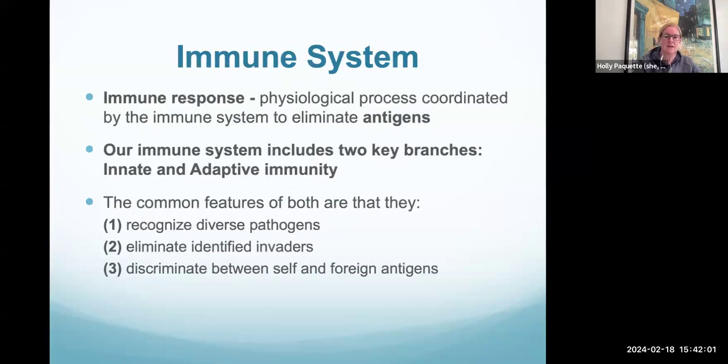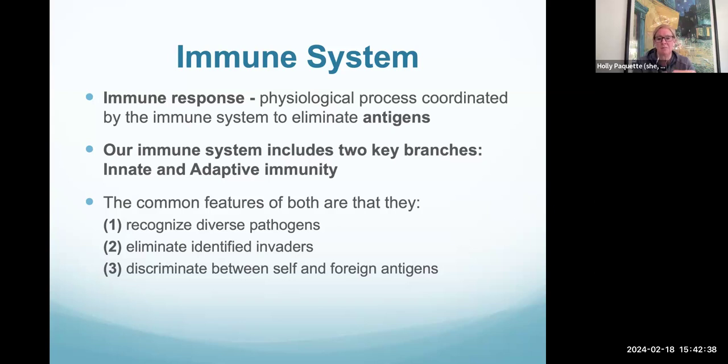So with that, I'd like to talk about the immune system. When we think about the immune system, we have a response that is a physiological process that coordinates all of our immune system to eliminate an antigen. An antigen is a vocabulary word that means something that is going to get our immune system to try to get rid of it. So anything foreign to our body would be considered an antigen. A virus, especially the spike proteins or the protein capsid, would be an antigen that our immune system would want to get rid of.